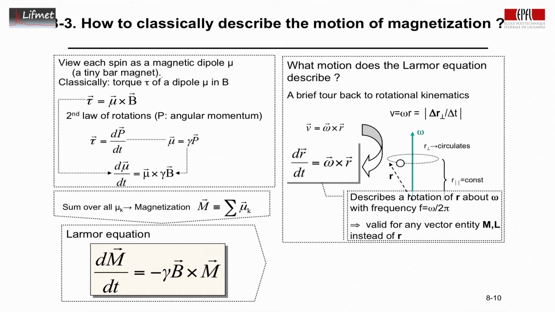And this motion we call precession. So what we have now is that the Larmor equation describes a precession of the magnetization around the magnetic field B with a frequency that's given by gamma B over 2 pi. So this is important, this motion of precession of the magnetization about the magnetic field. This relationship is very important. We're going to use it over and over again in the next weeks.